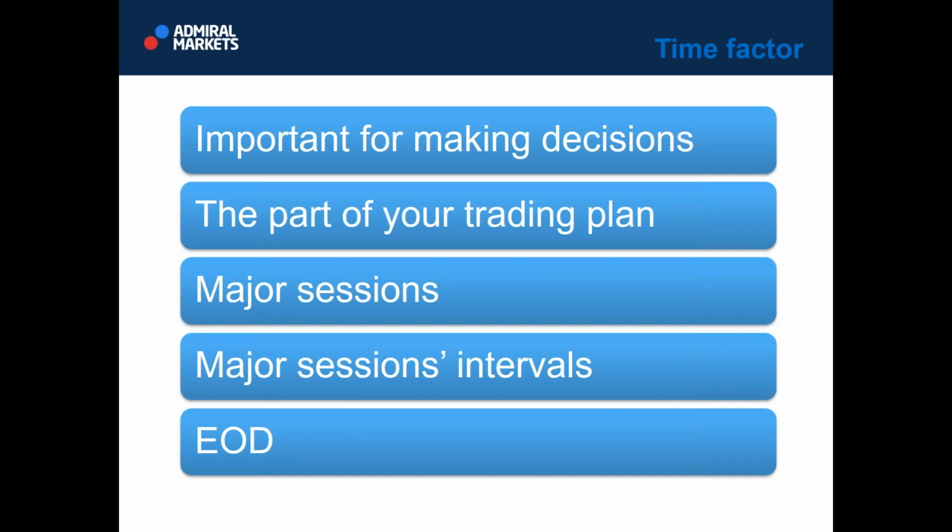Major session intervals happen during these major sessions. And those intervals are usually after 3 hours of major session. Okay? So the first 3 hours of each major session is when the market is moving. After those 3 hours, there will be some breaks. And those breaks are usually for either profit taking or continuation.